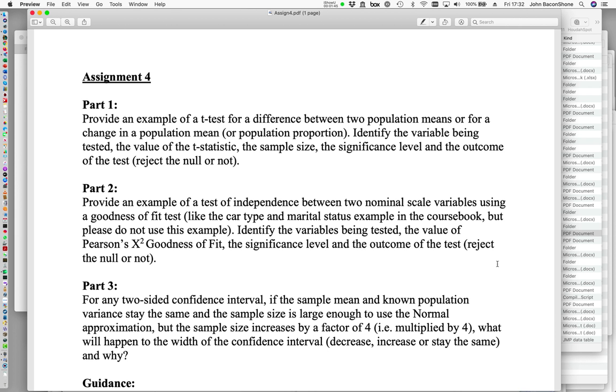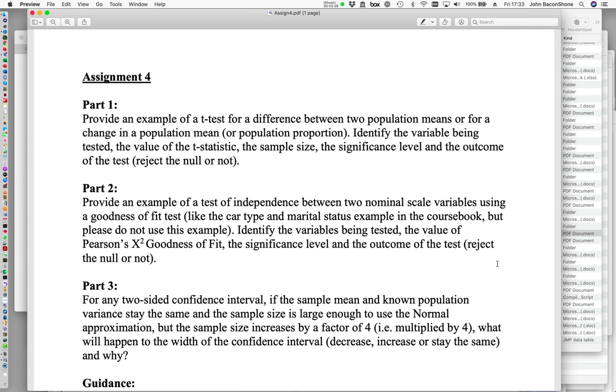Part 2 is an example of a test of independence between 2 nominal scale variables using a goodness of fit test. So this means an example like the car type and marital status example in the course book, but obviously I don't want you to use that example. So please remember this says for 2 nominal scale variables.